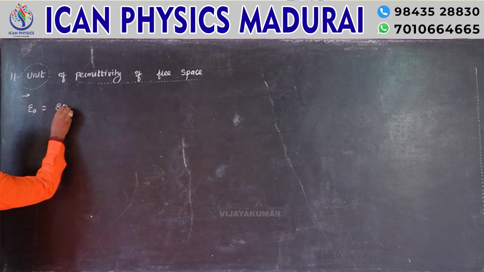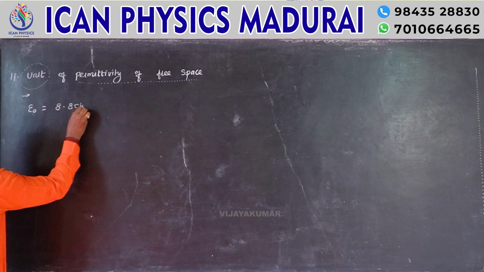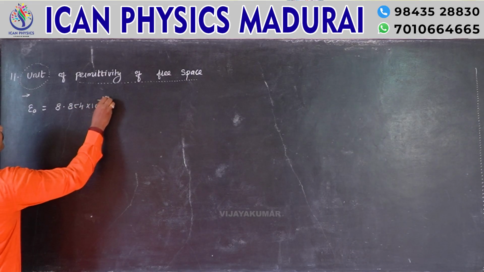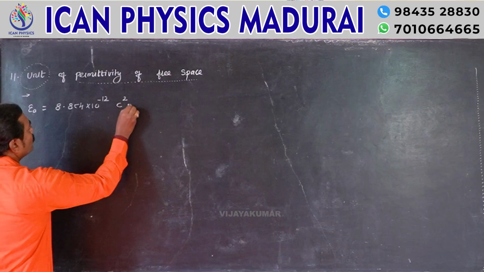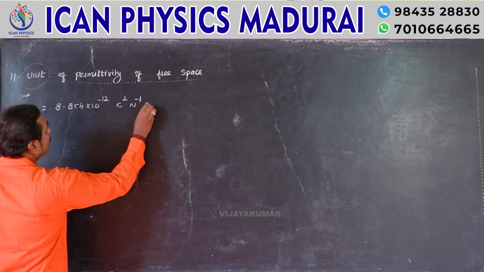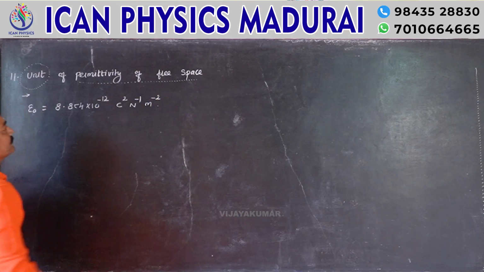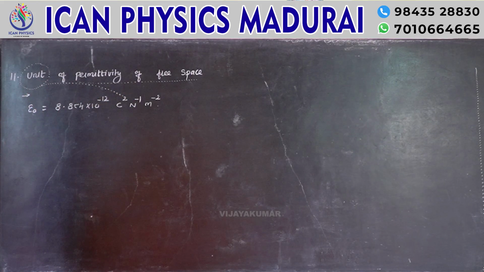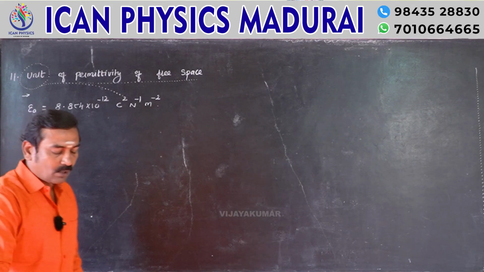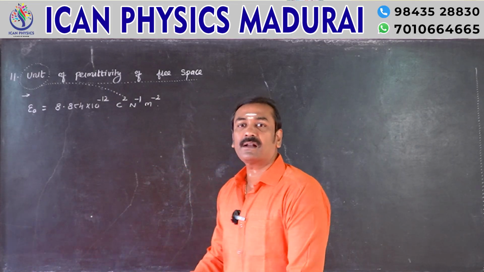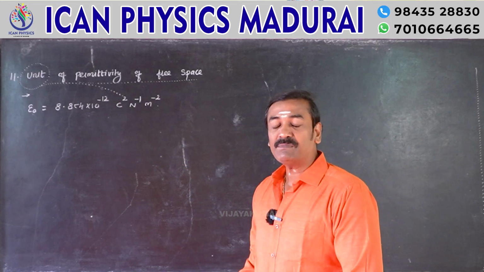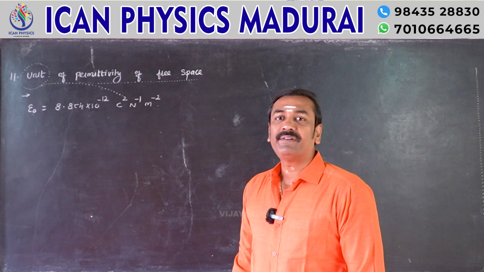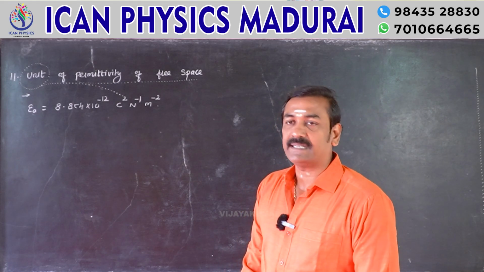And its value is 8.854 into 10 to the power minus 12 coulomb square per Newton per meter square. Okay. So what is a unit? So coulomb square per Newton per meter square is a unit of permittivity of free space. Okay. So now we extend this question. What are all the units and the dimensional formula used in the first unit, that is in electrostatics.